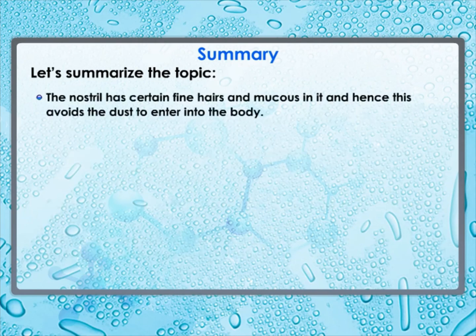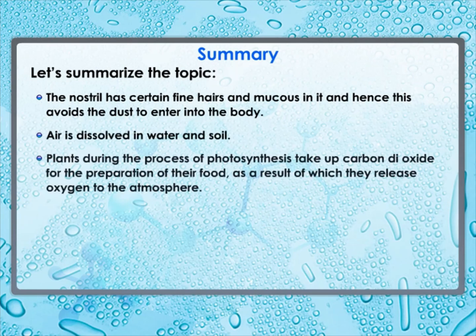The nostril has certain fine hairs and mucus in it, and hence this avoids the dust to enter into the body. Air is dissolved in water and soil. Plants, during the process of photosynthesis, take up carbon dioxide for the preparation of their food, as a result of which they release oxygen to the atmosphere.